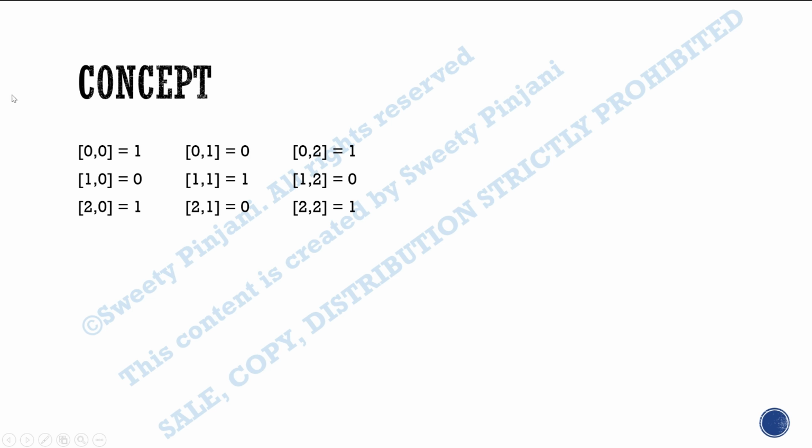Now let me explain the concept. Here I have taken a 3 by 3 array, and here you can see the elements of the array. What was the problem statement? I want to ensure that the diagonal elements of my array are 1. Which are the diagonal elements here? The elements 0,0, 1,1, 2,2 form one diagonal. And then the elements 0,2, 1,1 and 2,0 form the other diagonal. We need to ensure these elements are 1 and the remaining can be 0.